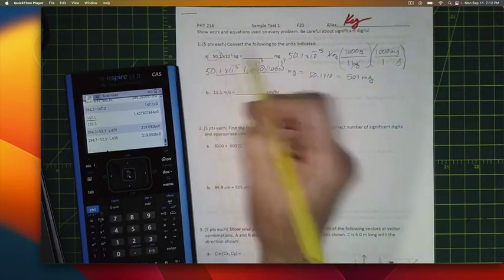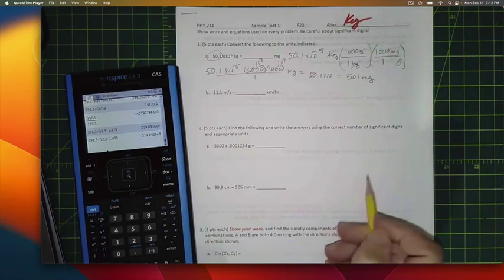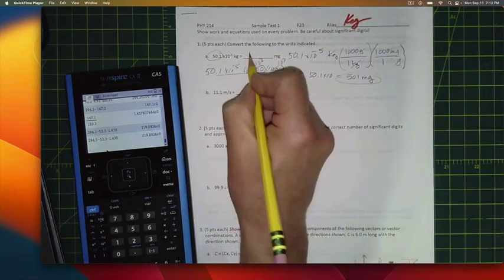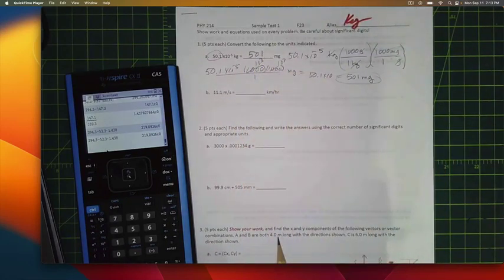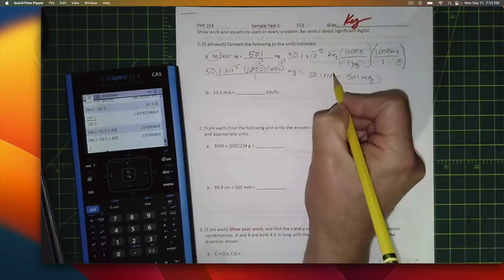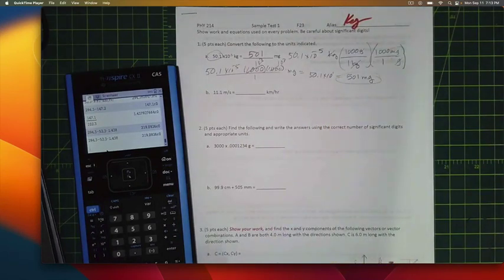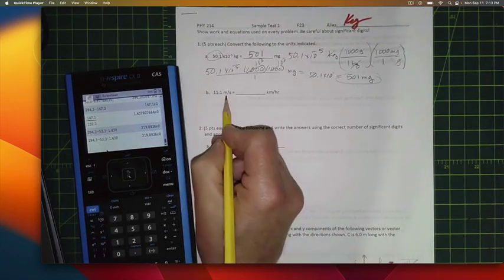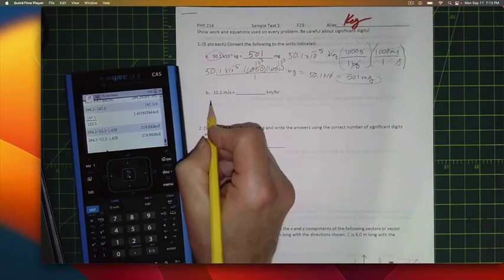So looking at our significant digits, we started out with 3, so we can keep 3, so that's good. So we can say 501 milligrams, or we could say 50.1 times 10 to the 1, that would be fine also. All right, for the next one, we've got meters per second. We want to go to kilometers per hour.